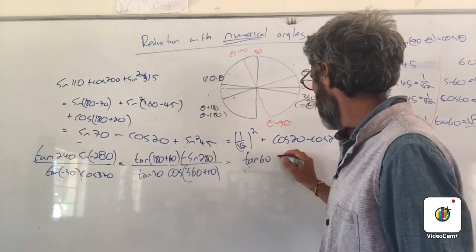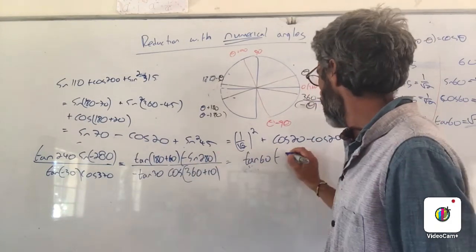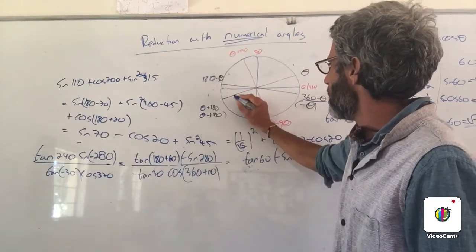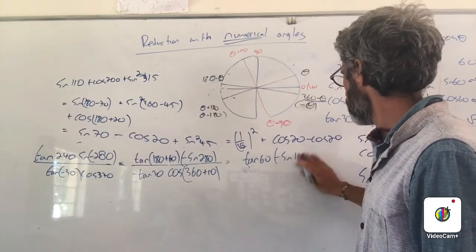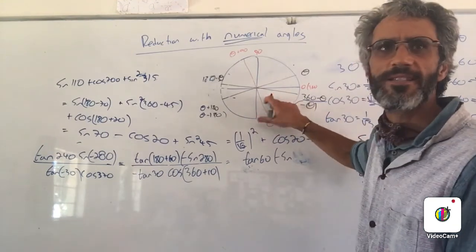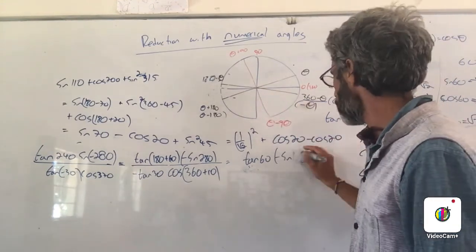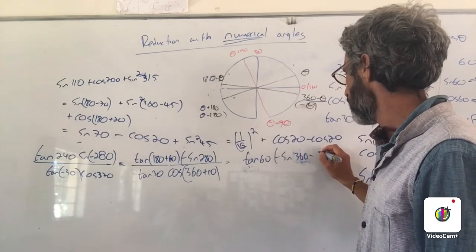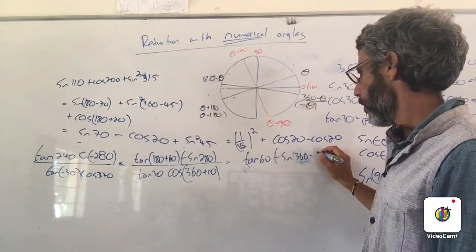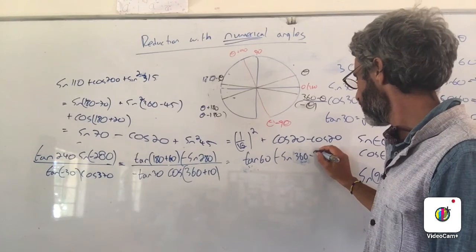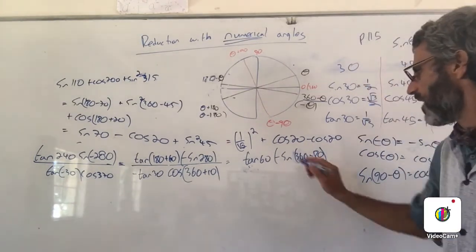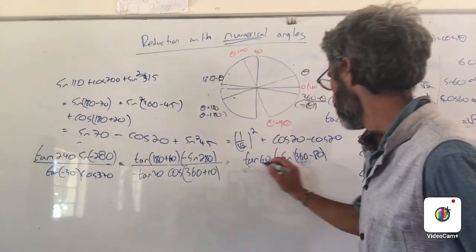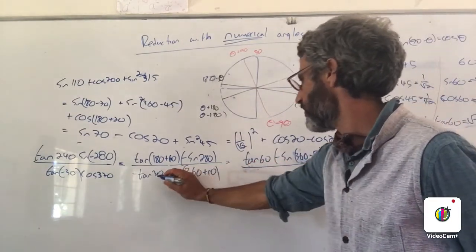Minus 280, okay, let's now reduce 280, okay? 280 lives here, so it's going to be 180 plus, no, it's not 180, sorry, 280 is here. 280 is in the 4th quadrant. So it's 360 minus 80, I think? So we're getting a little confusing. Yeah, 360 minus 80. Okay? Right. Slowly we'll get there.